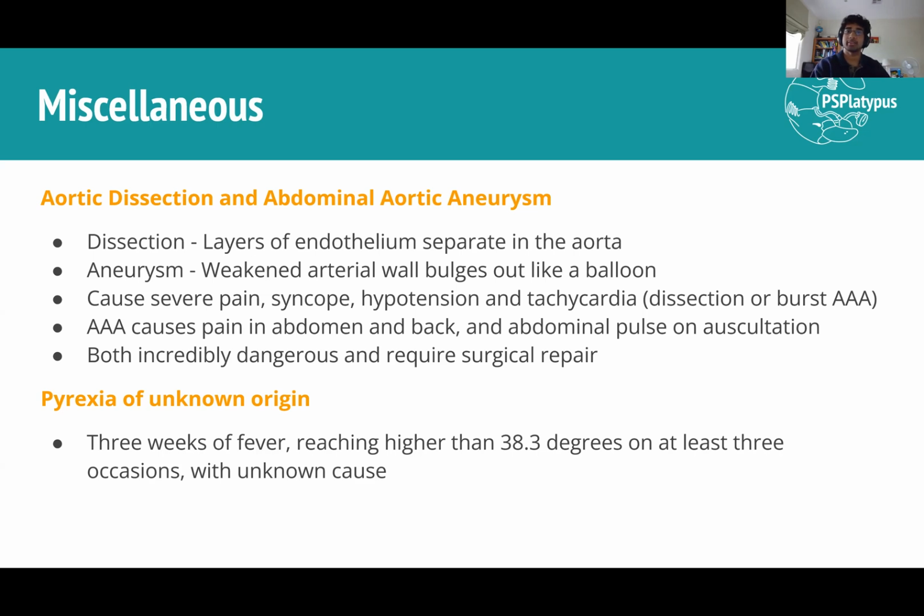In aneurysm, there's some sort of weakness, so often this can be caused by something like atherosclerosis or something similar. And so blood collects in that area and bulges out. So either a dissection or a burst AAA can cause severe pain, fainting, lowered blood pressure because you're losing blood, and tachycardia because your heart is trying to compensate. An AAA is going to cause pain in your abdomen and back. And when you try to auscultate, you might be able to feel a much stronger abdominal pulse than normal because you've got this big balloon of blood. And they're both very dangerous, especially in older patients.